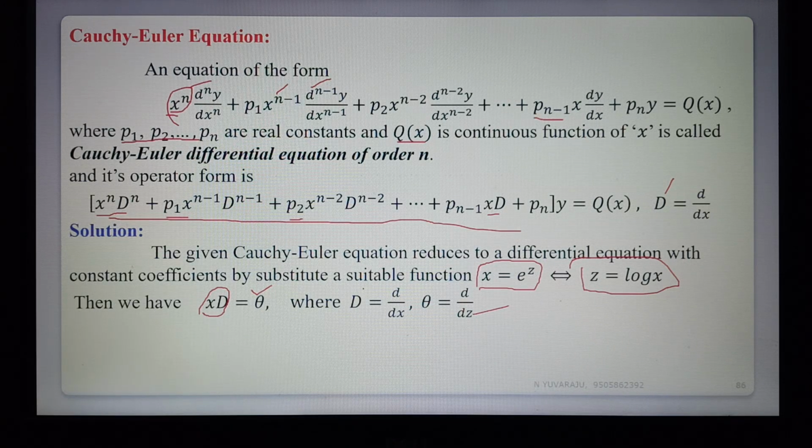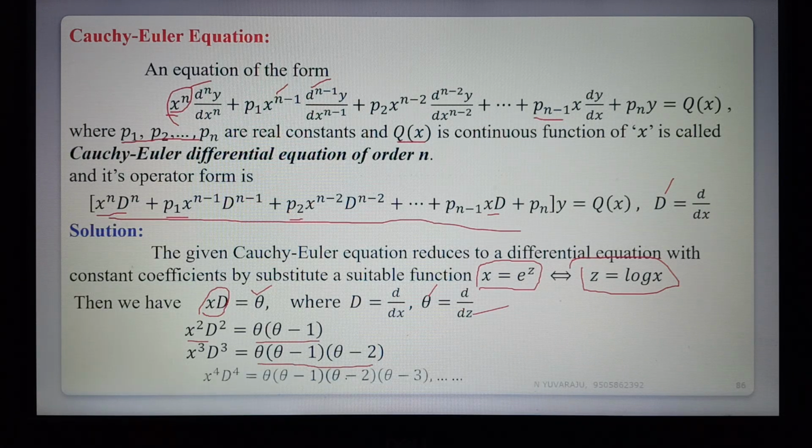D is a differential operator with respect to x, and theta is a new operator with the new variable z. So xD is equal to theta. Next, x^2 D^2 is equal to theta(theta minus 1), and x^3 D^3 is equal to theta(theta minus 1)(theta minus 2), and so on. Similarly, x^n D^n is theta(theta minus 1)(theta minus 2)(theta minus 3) and so on. All are substituted in the above equation.